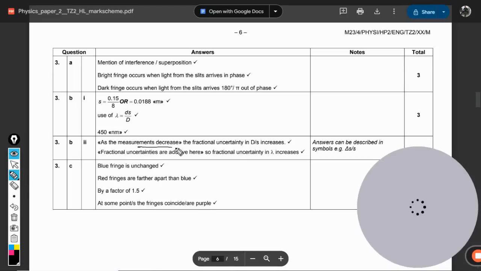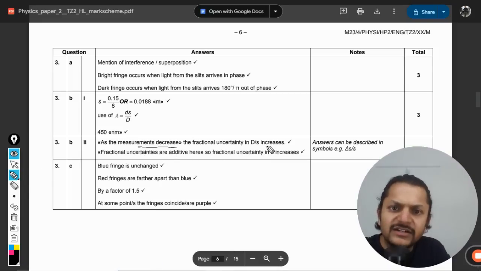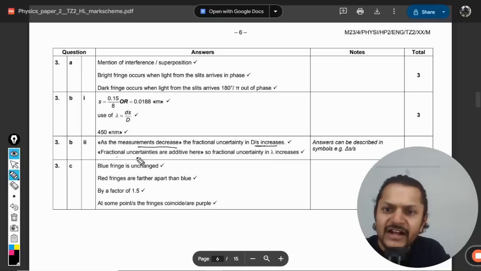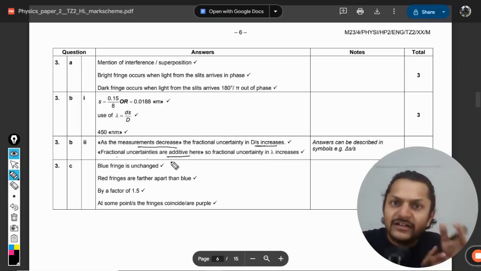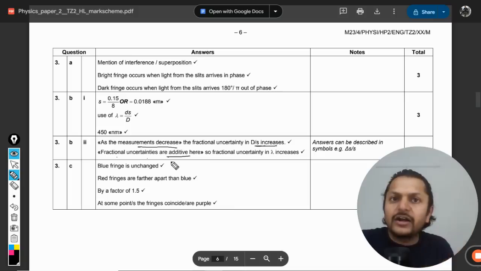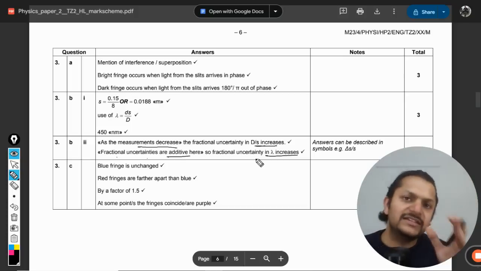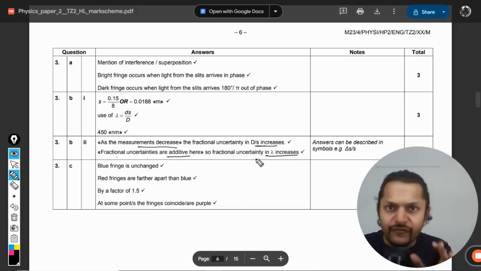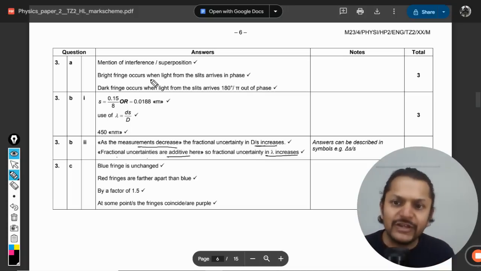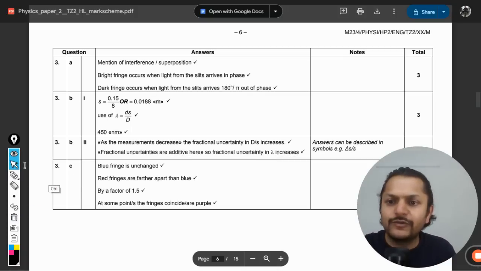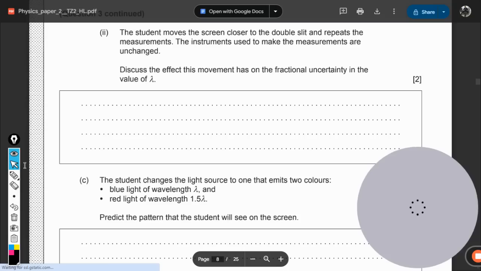As the measurements decrease, the fractional uncertainty increases. Fractional uncertainties are additive. All the fractional uncertainties are added, whether capital D is occurring in the denominator, even then it is added. So fractional uncertainty in the wavelength is going to increase. This is the proper explanation for this. The topic name is propagation of error, if you want to refer to that. Okay, let us now move to the next question, C.